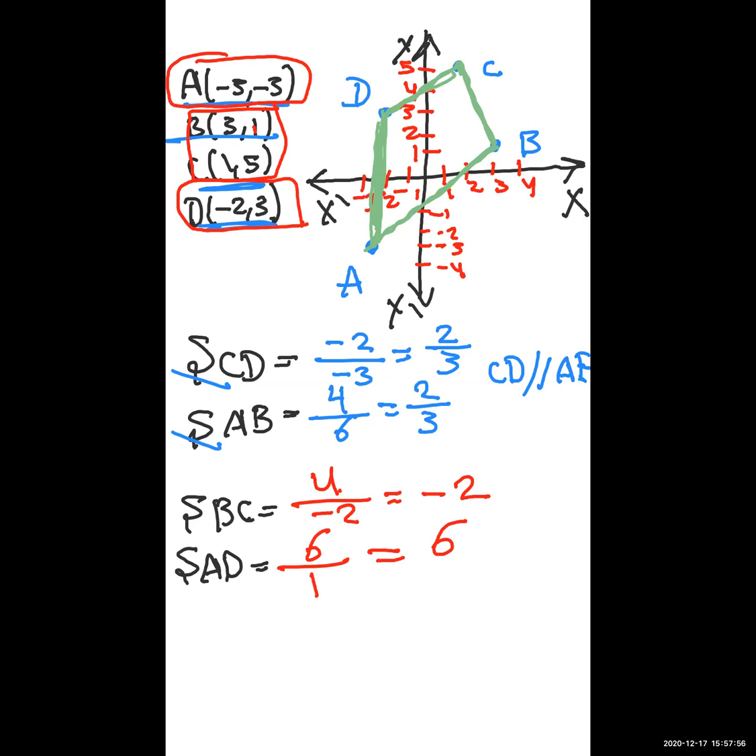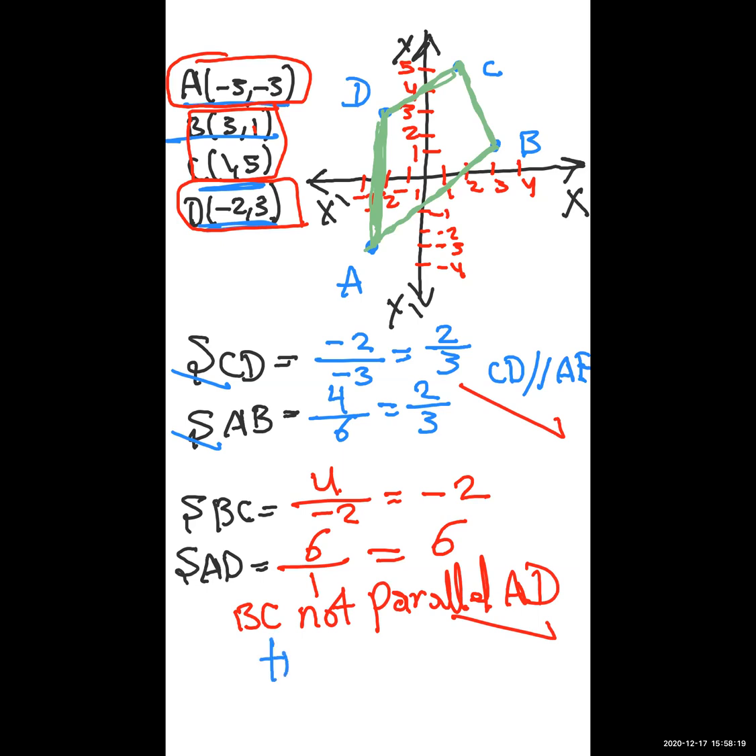So BC is not parallel to AD. Simply, two opposite sides are parallel, and two opposite sides are not parallel. So the quadrilateral ABCD is a trapezium.